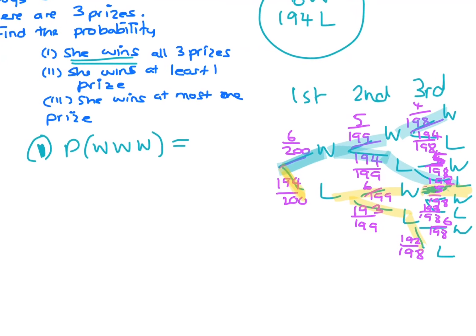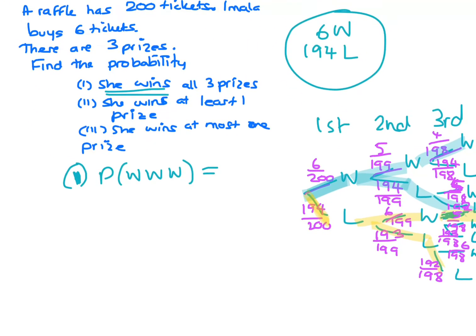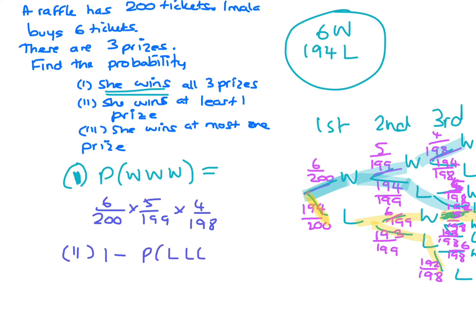So it's more complicated sometimes doing the probability tree, but I just want you to have a look at what it would actually look like. Okay, so win. So she would be 6 on 200 times 5 on 199 times 4 on 198. Okay, win at least one prize. So 1 minus lose. So it's 1 minus. If she loses, it's 194 on 200, 193 on 199, 192 on 198.